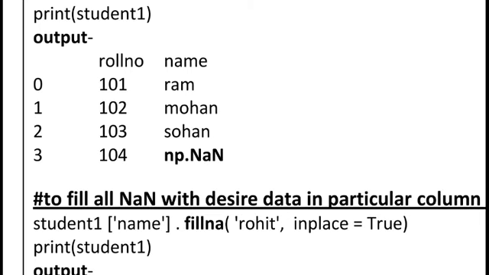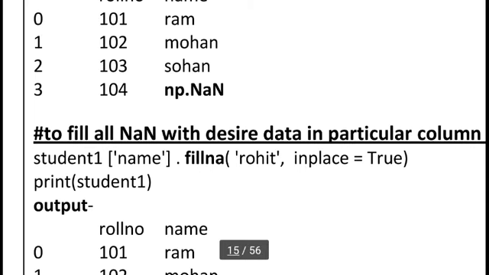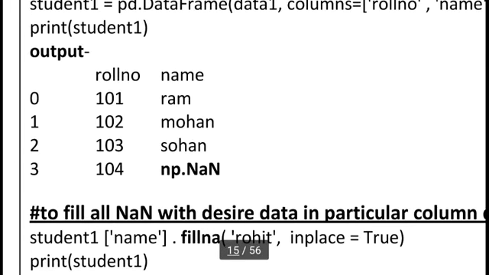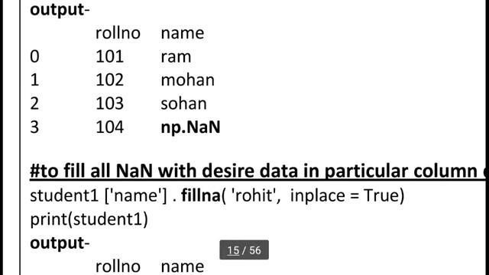So for this np.nan, how to replace it? Pandas provides the fillna method to fill all NaN values with desired data in a particular column. You can see in our name column, the entire name column has Ram, Mohan, Sohan, but one value is np.nan. So I want to replace this unknown information because this time I have the information of 104. The name is now available.